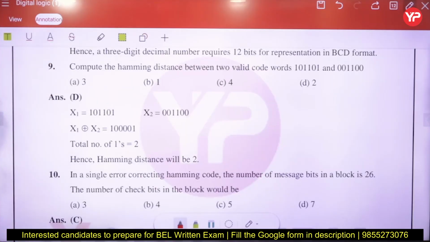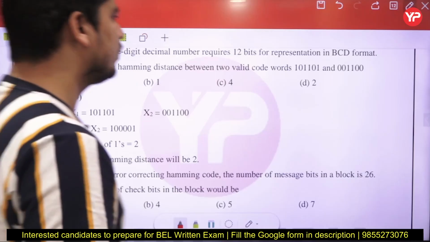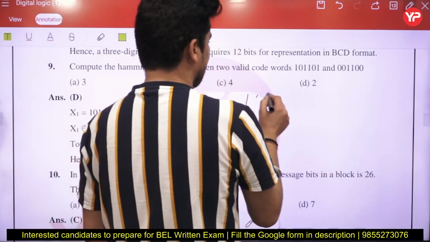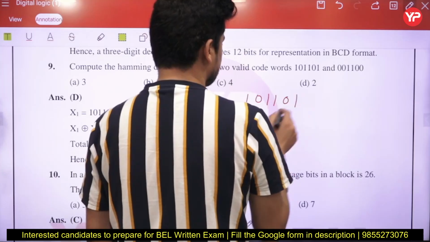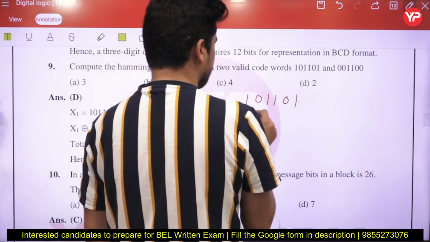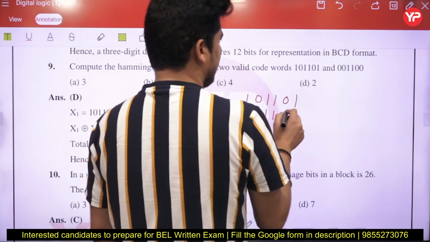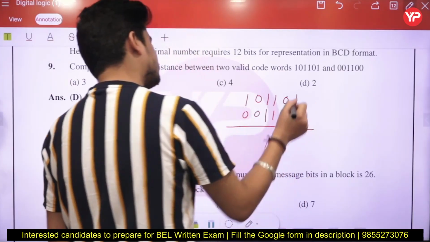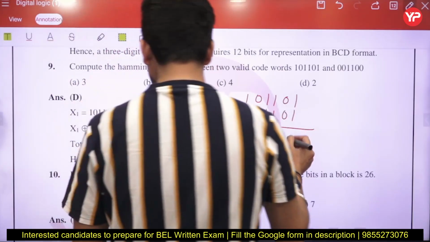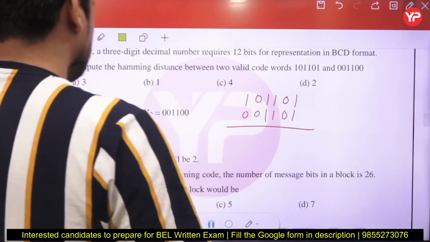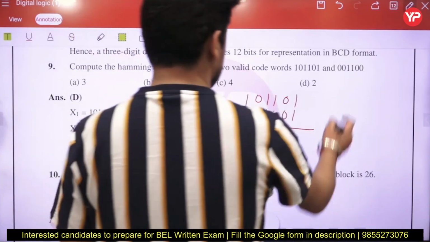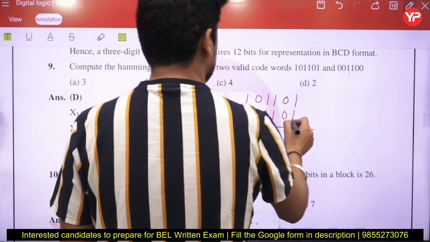Compute the Hamming distance between two valid codes. These are the two valid codes. Whenever you are calculating the Hamming distance between two codes, you have to do the XOR of these two codes. The XOR of the same number is 0. Oh sorry, that is 0 0 0 1 0, right?